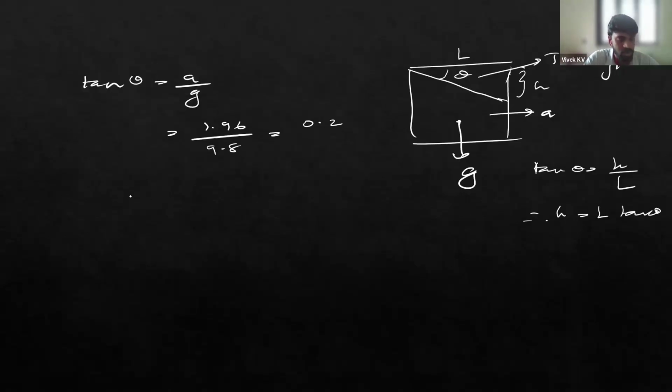So the height difference H equals L into tan theta. What is L? L is the side of the cube, which is given as 4 meters. So 4 into 0.2, which is 0.8 meters, is the height difference. So now the spilled volume of water: how much volume of water is going to spill?